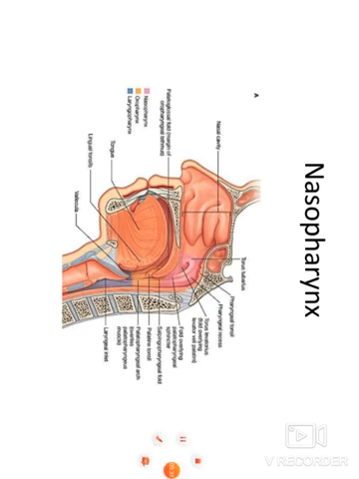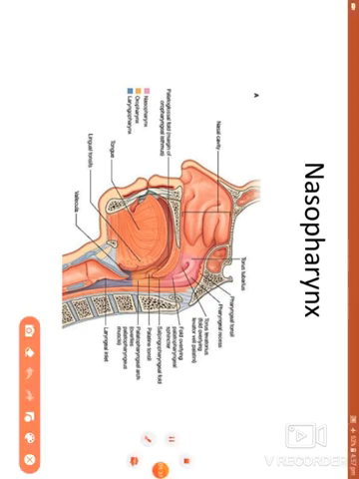Then coming to each part of the pharynx. First, the nasopharynx. So this is the nasal cavity, which leads here. This is the nasopharynx. It extends from the base of the sphenoid bone to the lower part of the soft palate, that pink area. This is the soft palate. It's made of muscles.